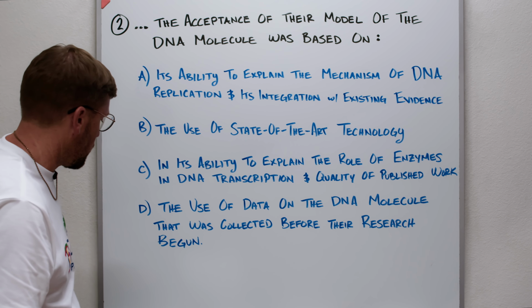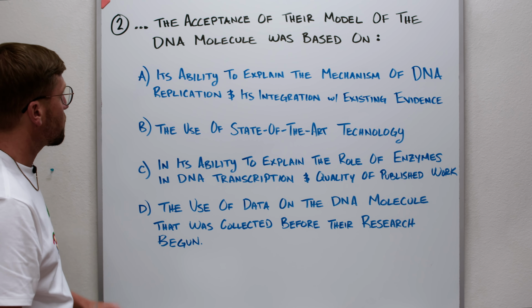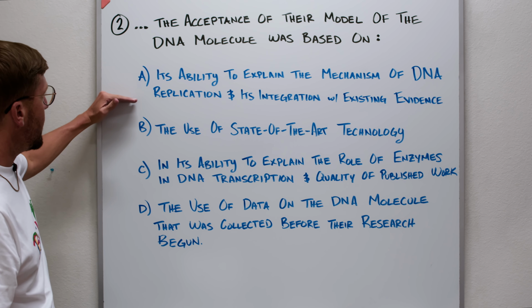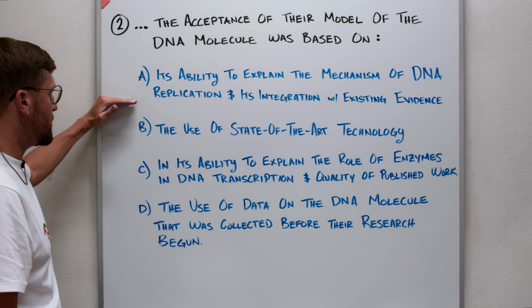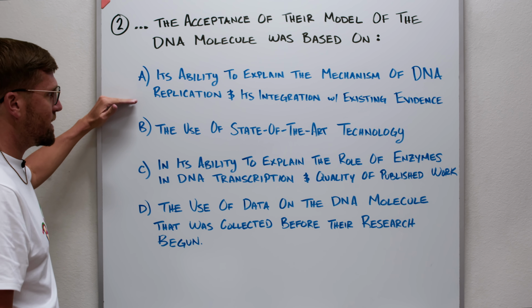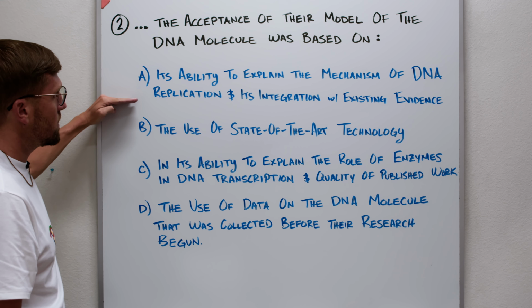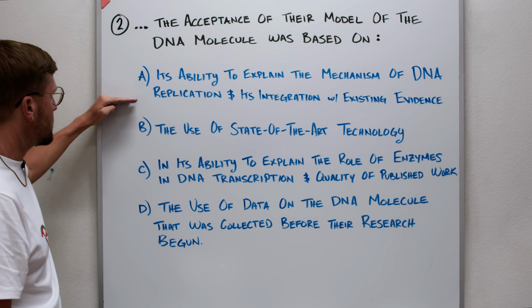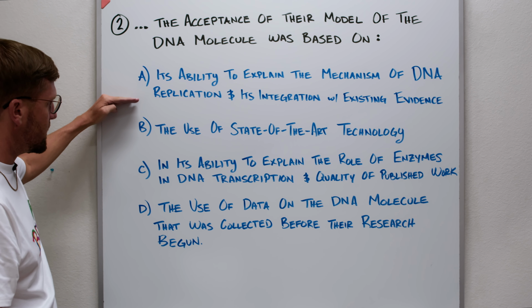In this case, we're going to once again apply test-taking strategies. Let's just start from the top. Option A says its ability to explain the mechanism of DNA replication and its integration with existing evidence. Well, we know they worked off of Rosalind's information from the past. This one seems like it could be a good answer. I don't have any reason to throw it out. Let's keep going and let's see what we can learn.